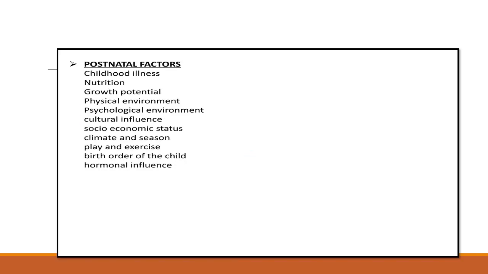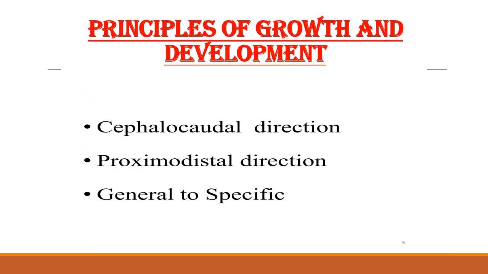Next is postnatal factors. What are the factors after the delivery? First one, childhood illness. Then nutrition, it's important. Then growth potential, physical environment, psychological environment, cultural influence, socio-economic status, climate and season, play, exercise, birth order of the child, hormonal influence. These are under postnatal factors.